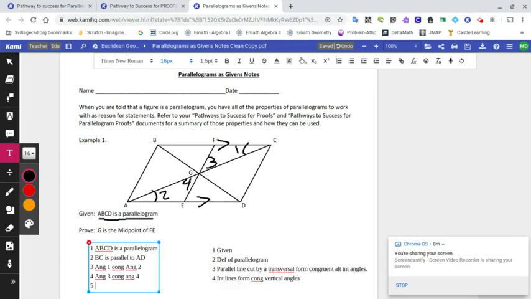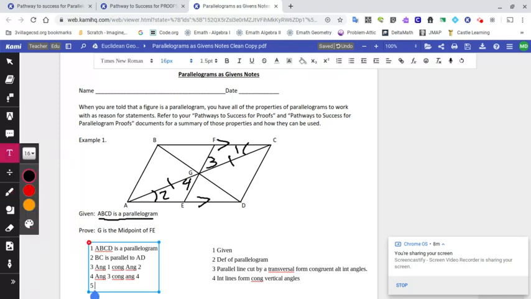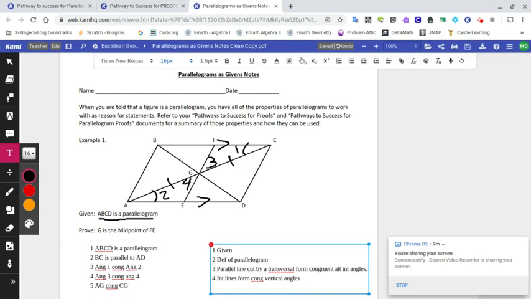Okay, next we know that the diagonals of a parallelogram bisect each other. So that's going to make this side congruent to that side. That's going to be my next statement: AG is congruent to CG, and my reason being diagonals of a parallelogram bisect each other.